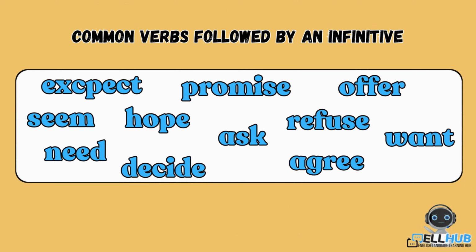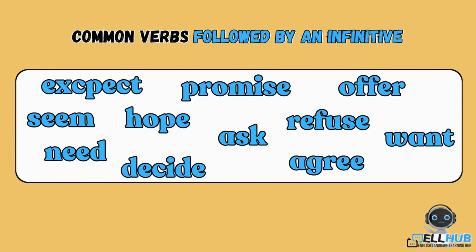Just as there are verbs that can only be followed by gerunds, there are also verbs that can only be followed by infinitives. Some examples of such verbs include hope, promise, decide, agree, offer, refuse, ask, seem, expect, want, and need.